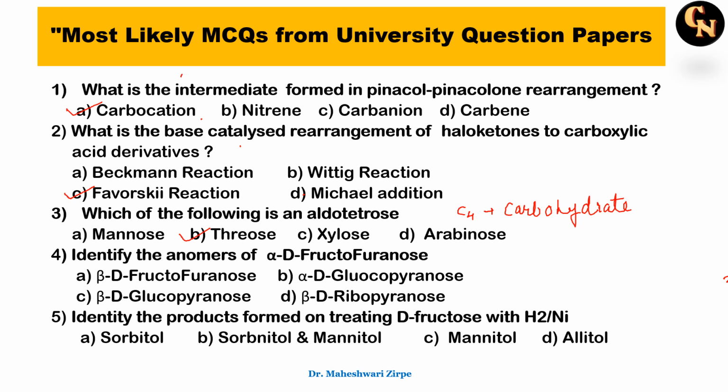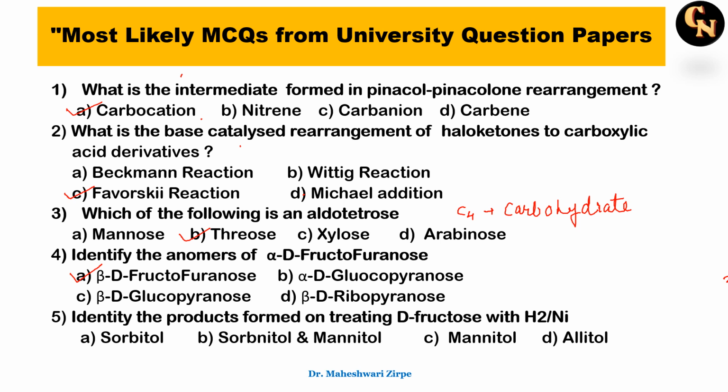The next is, identify the enantiomer of alpha D fructofuranose. In the last video only we have seen Haworth and Fischer projections of aldose. So here they have asked enantiomers. Enantiomers, you know what it is. Alpha and beta are known as enantiomers. Because this is alpha D fructofuranose, obviously the answer should be beta D fructofuranose. So option A is the correct one.